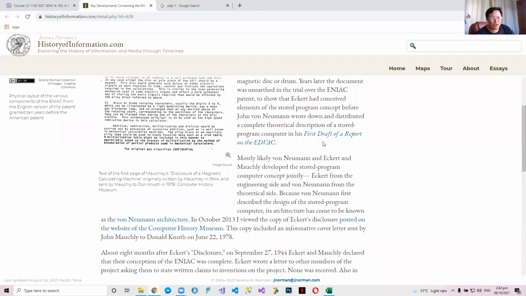But Eckert and Mauchly did not contest it. They did not contest the draft report on EDVAC. Therefore, von Neumann was accepted to be, or was credited to be, the author of the stored program concept. So, Eckert and Mauchly applied for a patent for ENIAC together with the stored program concept. Do you follow? So there was a trick there.